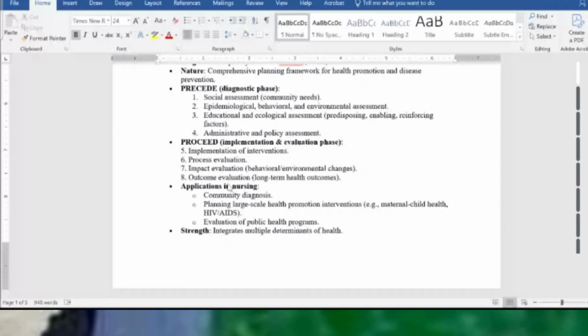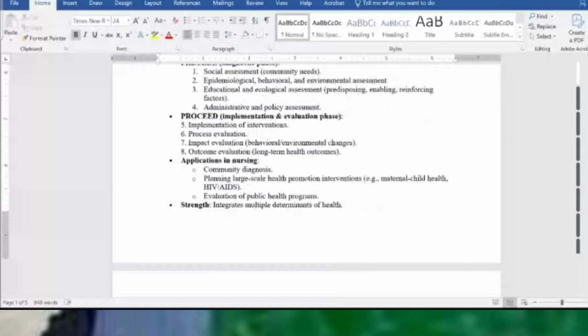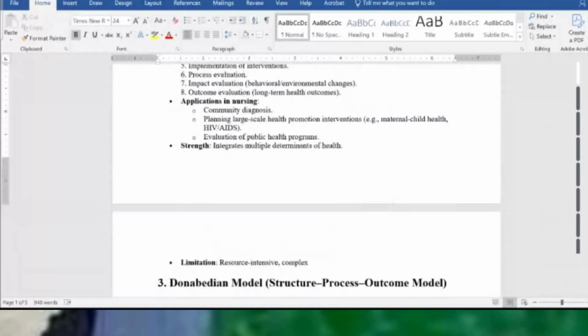Now, how is this model essential? We look at the strength: it integrates multiple determinants of health. When we talk of multiple determinants of health, we are looking at the biological determinants, the social, the physical, and gender. Those are some of the determinants of health. Now, the limitation: it is resource intensive and complex, so you need enough resources to be able to use this model.